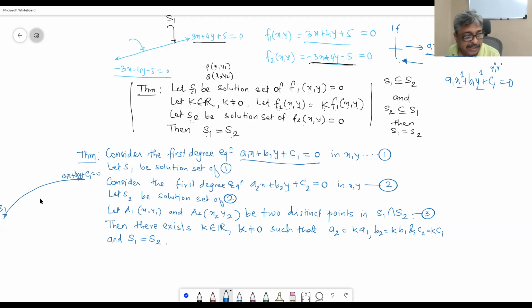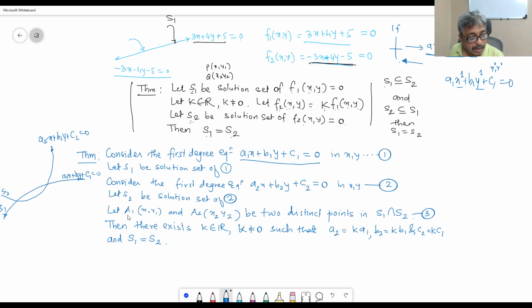Then the third line is, consider another first degree equation, which is different from this. I don't know how this geometry is going to be. We are eventually going to prove that this geometry has to be a straight line, but right now we don't know. So I am assuming that this second equation looks like this, its geometry S2 is like this, and the equation is a2x plus b2y plus c2 is equal to 0.